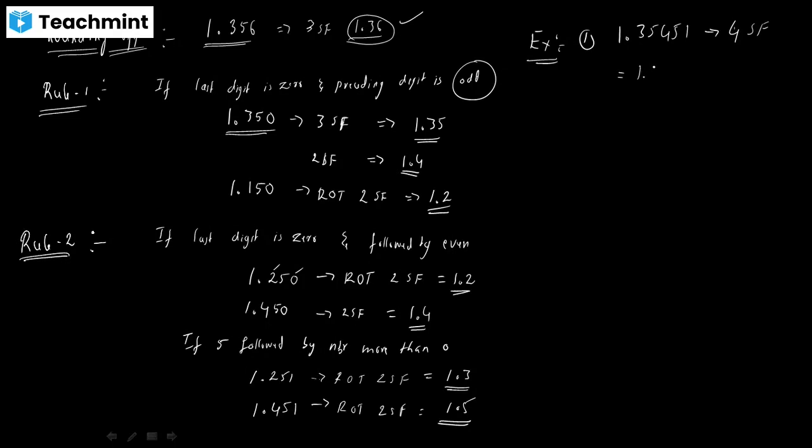1.355. Yes, 1.355 is the right answer, because you can see this is an even number followed by more than 1, though it is an even number before 5.